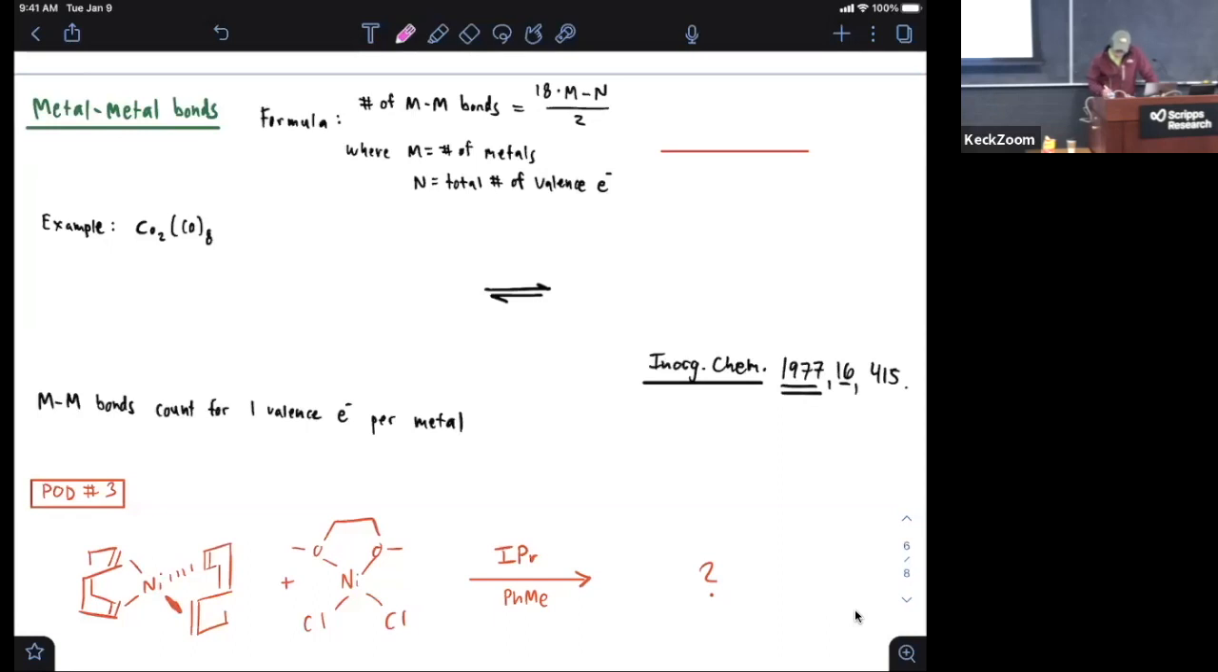So there is a formula here that can allow you to predict the number of metal-metal bonds, and we'll walk through a specific example. You count the number of metals, and that will be the variable m. You count the total number of valence electrons, which will be the variable e, and then you multiply m by 18, again following the 18 electron rule. You subtract the total number of valence electrons and divide by 2, and that will give you the number of metal bonds. Let me add one more note here, which is that in terms of electron counting, metal-metal bonds count for 1 valence electron per metal.